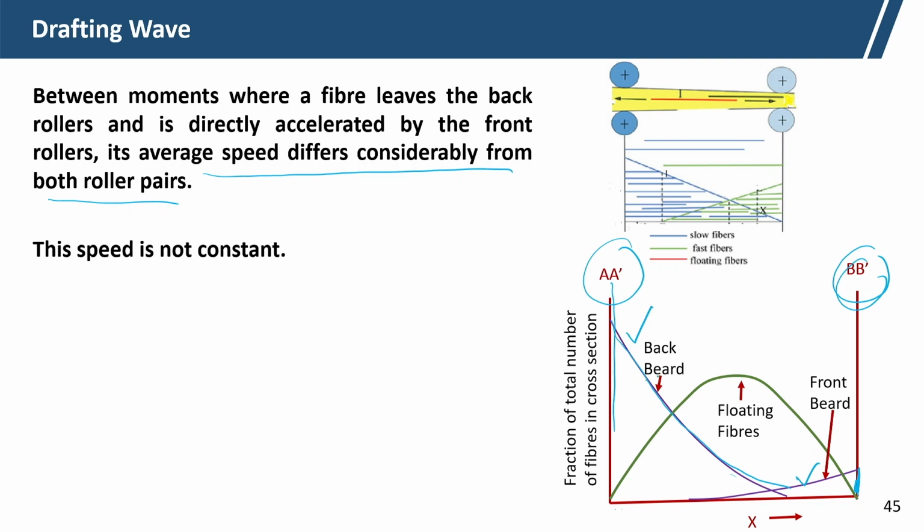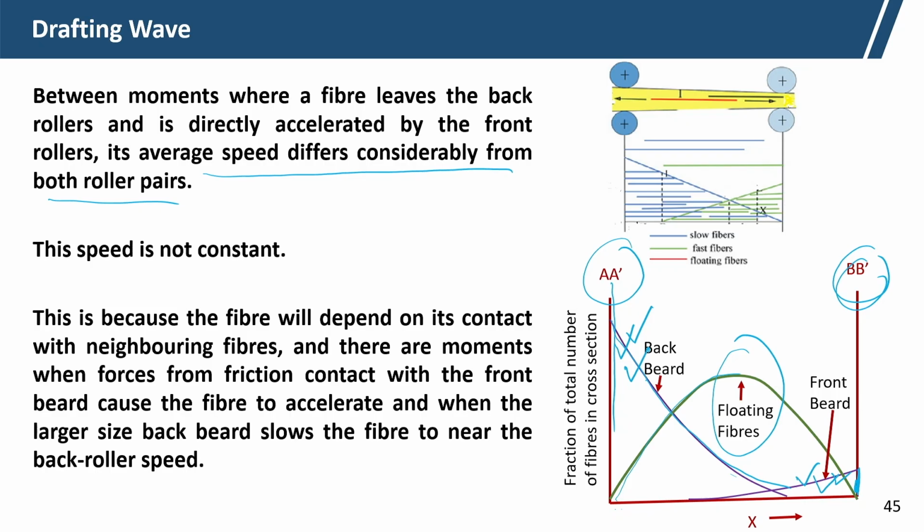These fibers are moving at the back roller speed, and the fibers moving at the front roller speed are these. The number of fibers moving at the back roller speed is higher than the number moving at the front roller speed, because there is a draft. Now, the concentration of floating fibers is increasing, and closer to the center point, the floating fibers are maximum.